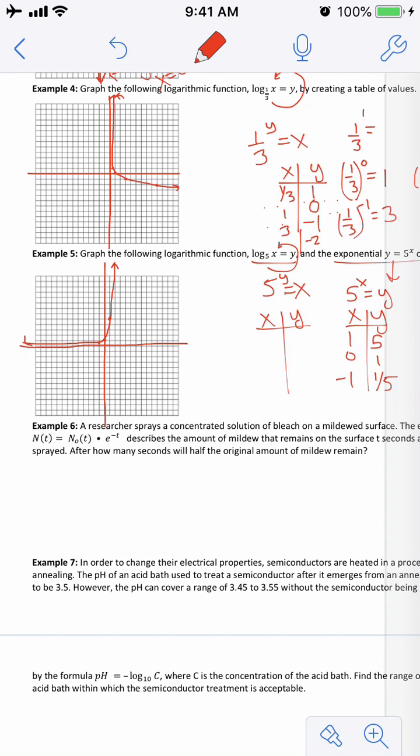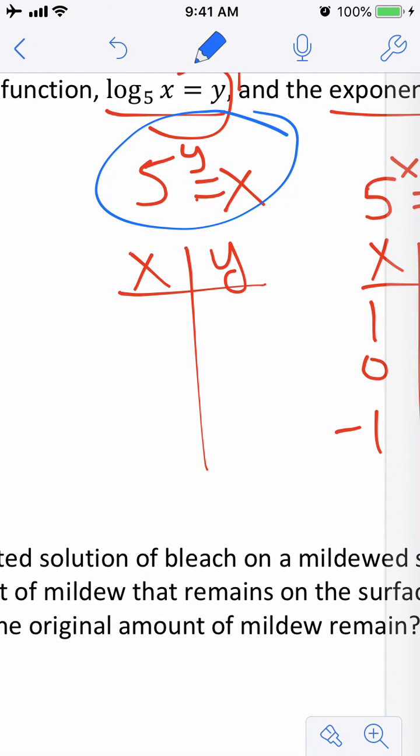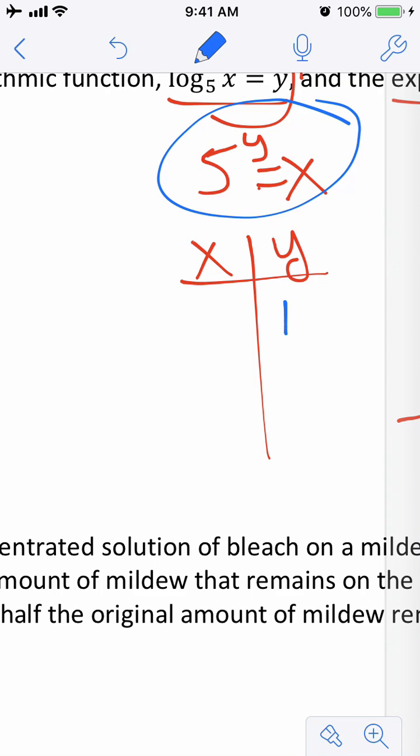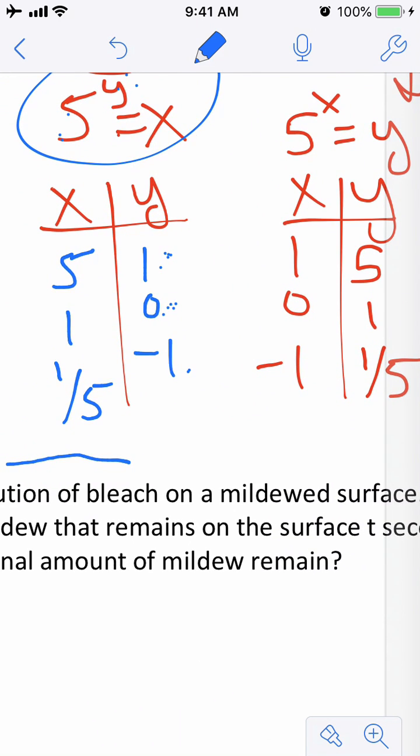All right, now in a different color, we will do this one. So this one is blue. We're going to choose our y's now instead of our x's. So I'm going to choose 1, 0, negative 1. 5 to the first, that's 5. 5 to the 0, that's 1. 5 to the negative 1, that's 1/5. This is sounding awfully familiar. Look at those two. It's exactly an inverse.